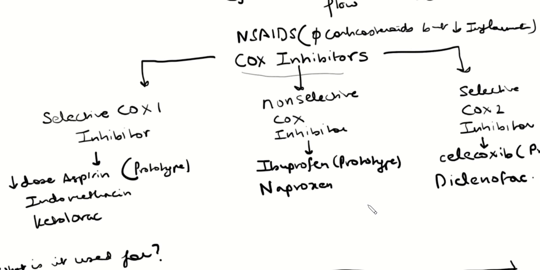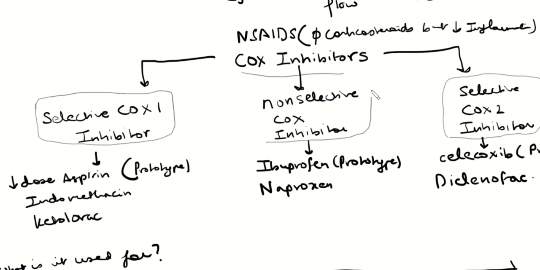Anyways, we'll continue with this. So there are three kinds of COX inhibitors, or three kinds of NSAIDs. The first one is the selective COX-1 inhibitor. The third one is the selective COX-2 inhibitor. And the second one is the non-selective COX inhibitor. So which enzyme does the selective COX-1 inhibitor inhibit? Well, you guessed it: COX-1.